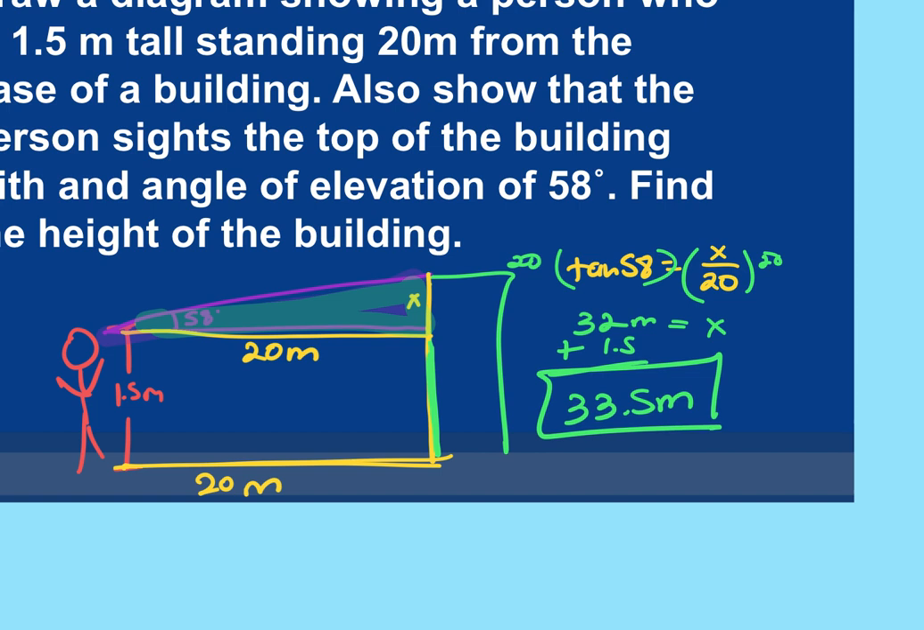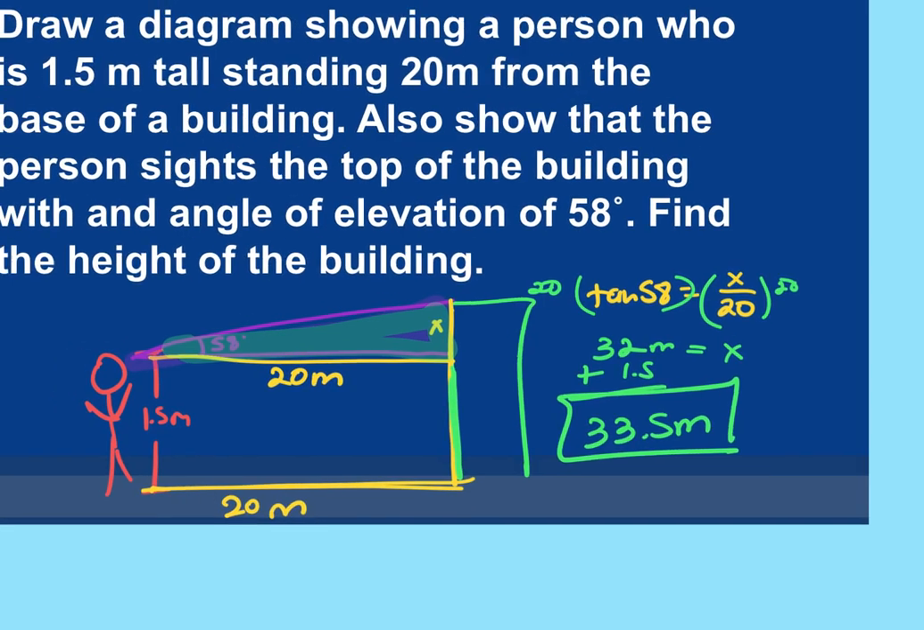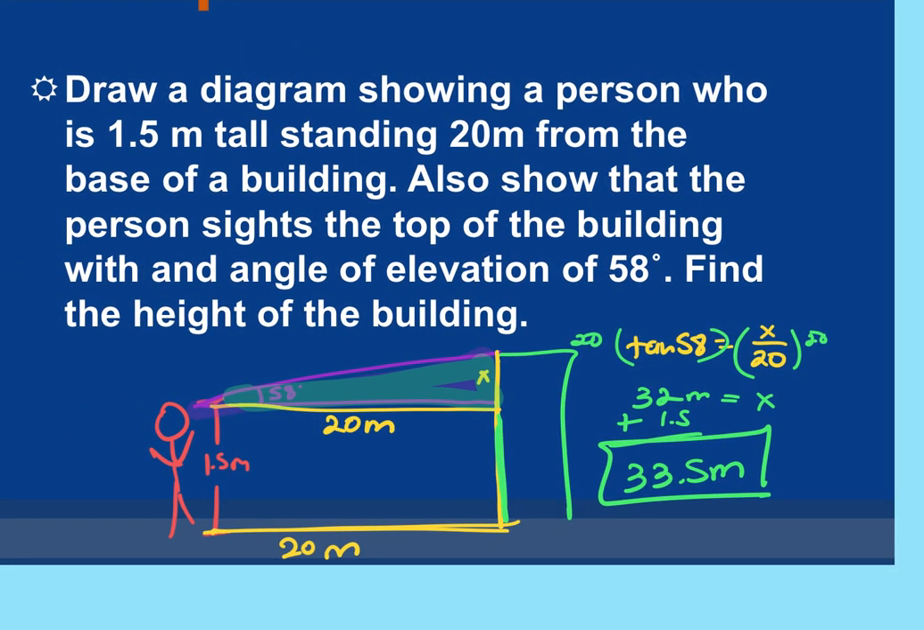So this is the test question. Sure. I have a question. Yep. So that whole big half of the building's height is 1.5 meters? No, so the guy's 1.5 here, meters. From here to here would be 1.5. Then we found this to be 32. So the whole thing is 33.5.